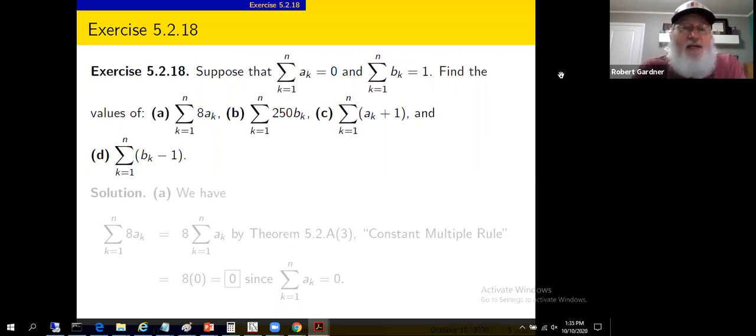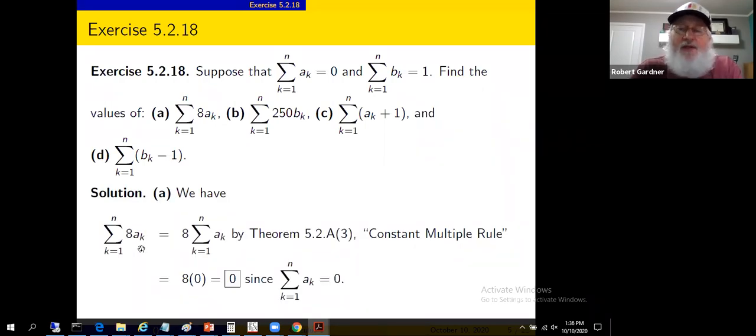Exercise 18, parts A, B, C, and D at least, says suppose the sum from k equals 1 to n of a sub k equals 0. Suppose the sum from k equals 1 to n of b sub k equals 1. I don't know what the a sub k's are. I don't know what the b sub k's are, but when you add them up, that's the information they've given us. They ask you to find several things. The first one being the sum from k equals 1 to n of 8 times a sub k. All right.